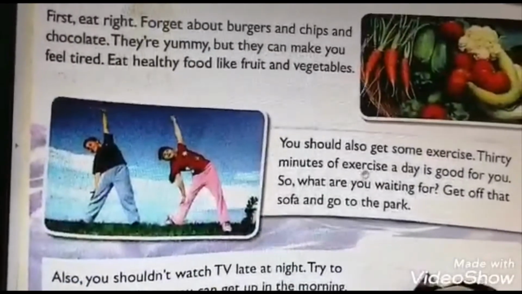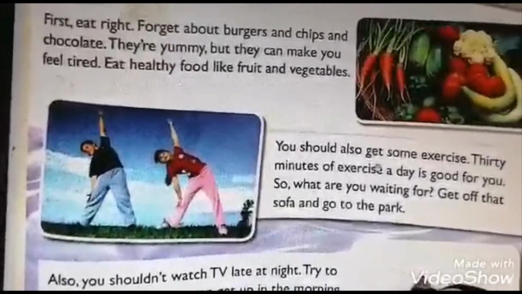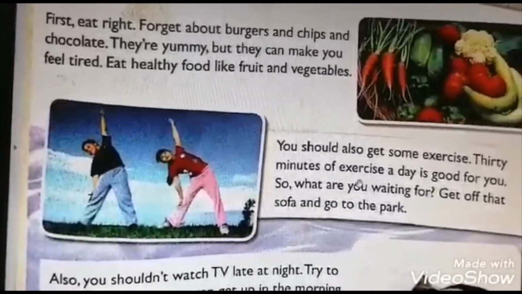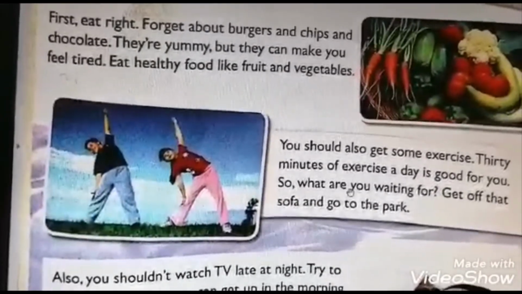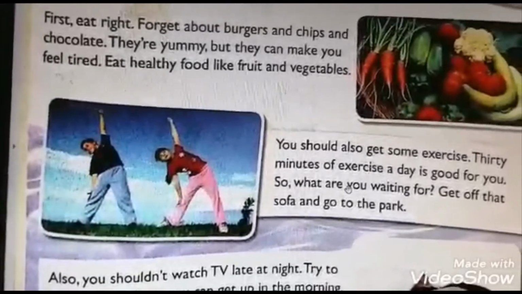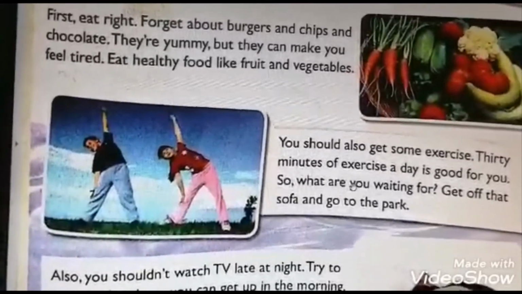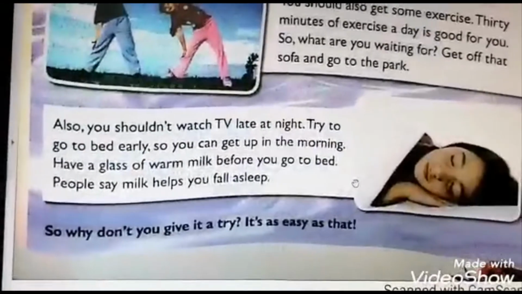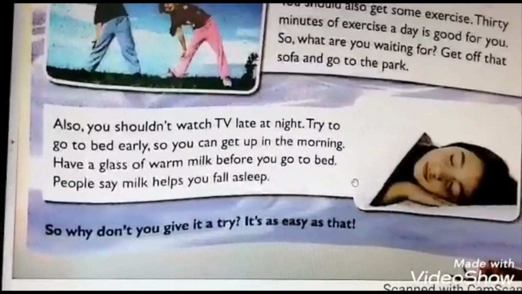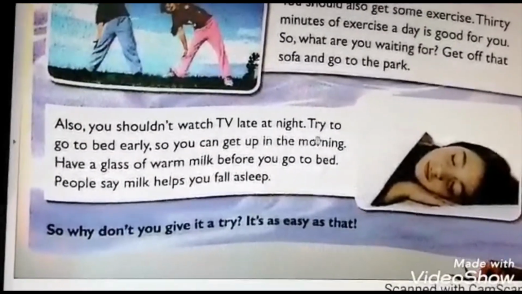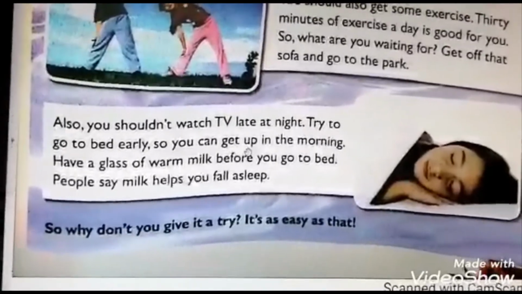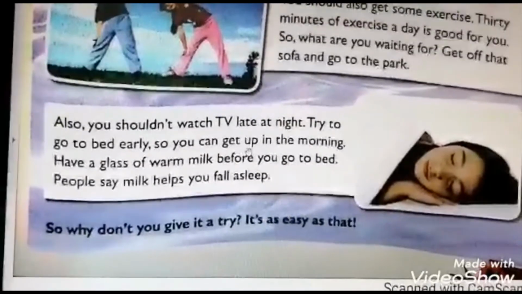Then you should also get some exercise. 30 minutes of exercise a day is good for you. So what are you waiting for? Get off that sofa and go to the park. Next one. Also, you shouldn't watch TV late at night. Try to go to bed early so you can get up in the morning.